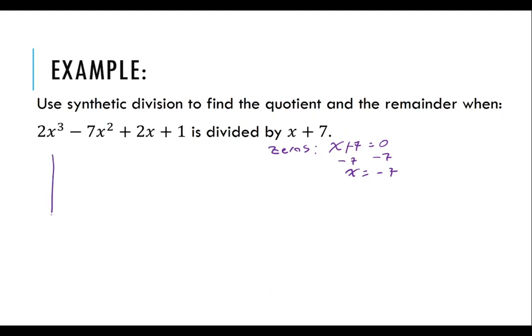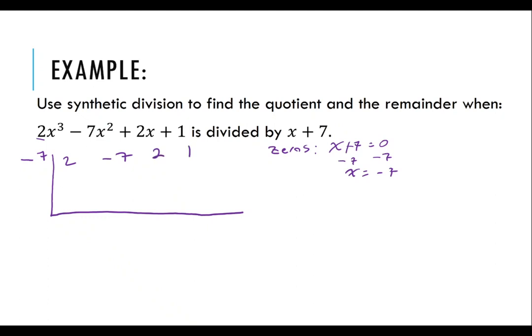So when we do this synthetic division, it's going to look like this. The 0, which we now have, is negative 7. Then we're going to write coefficients here. So the coefficients are 2. We do have to make sure we have every decreasing order of degree. So 3, 2, 1, 0, we're fine. So 2, negative 7, positive 2, positive 1, those are our coefficients.